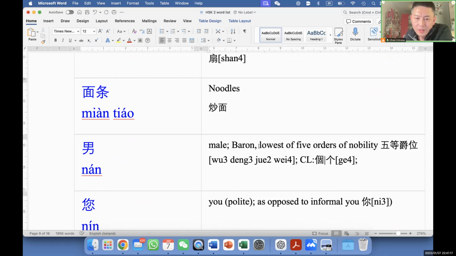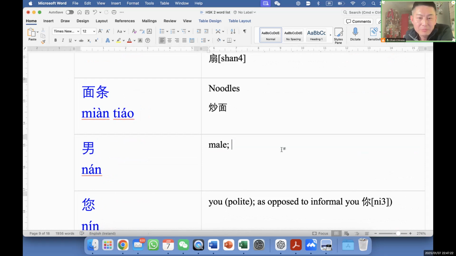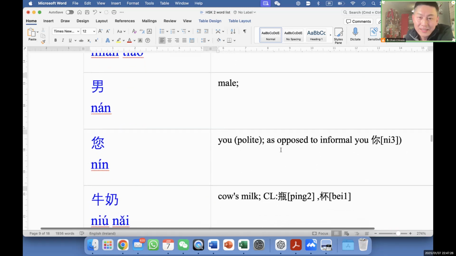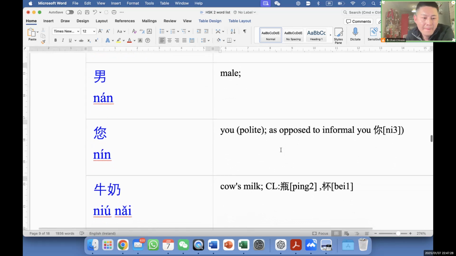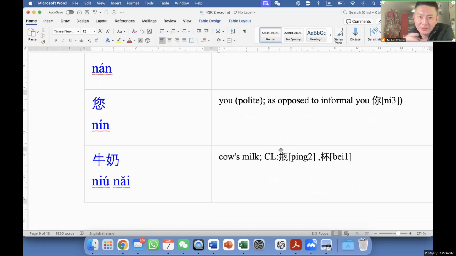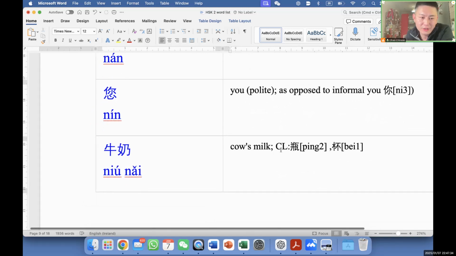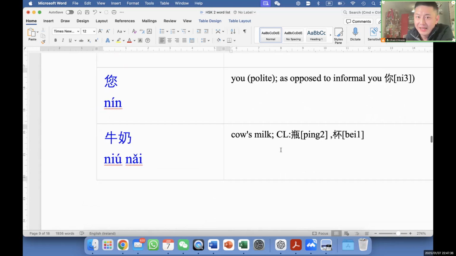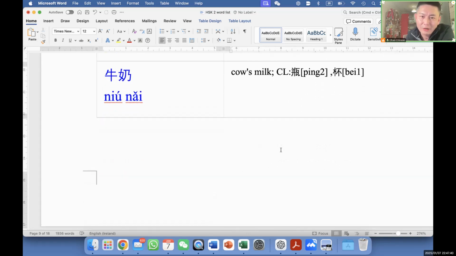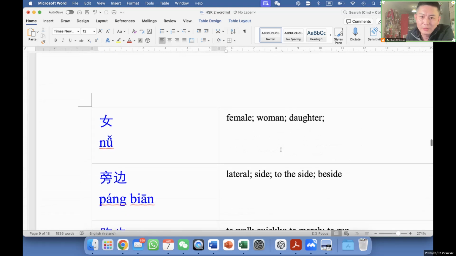男. Really? Jesus, you want me to teach that? Just male. Okay, 男人, male person. 您, polite. 牛奶 cow's milk, a bit like 鸡蛋, chicken's egg, and cow's milk. So when you say 牛奶, people know it's cow's milk. When you say 奶, usually people know it's milk, but it depends on what area you're from, and what would be the common knowledge in the area.